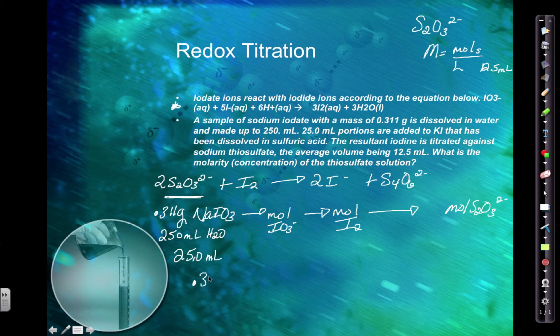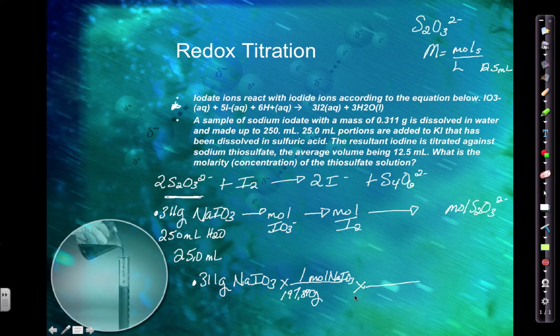So I'm going to start with 0.311 grams of sodium iodate. That's what I'm starting with, the sodium iodate. All right, so now I'm going to go to moles of this with my grams. So 1 mole is equal to so many grams of the sodium iodate. So it's 197.88. All right, so now I know how many moles of the sodium iodate I put into the solution.